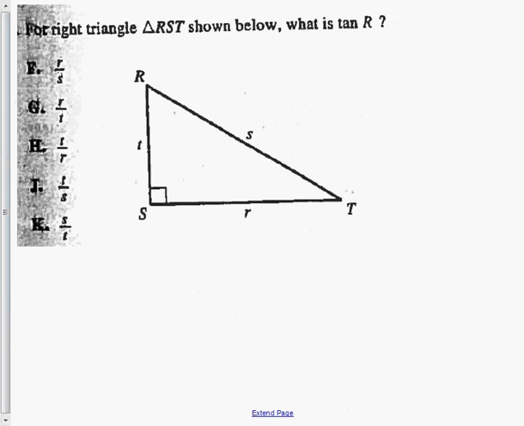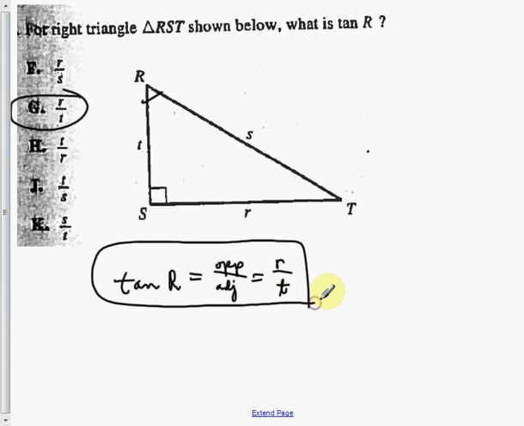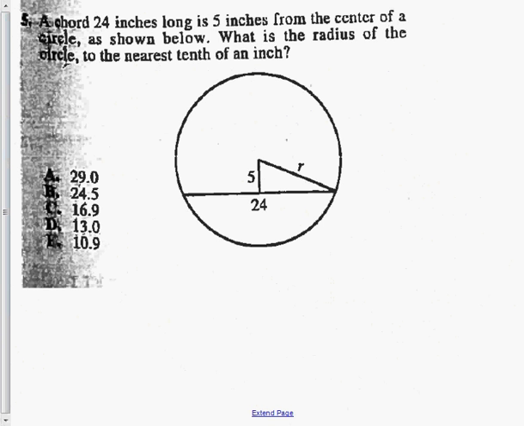The tangent of an angle is always the opposite divided by the adjacent. So the tan of R is the opposite over the adjacent. Here this is R, so the opposite is r, and the adjacent is t. So r divided by t, looks like that guy right there. Okay.